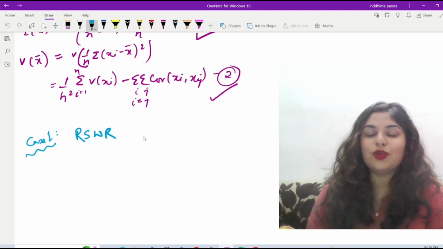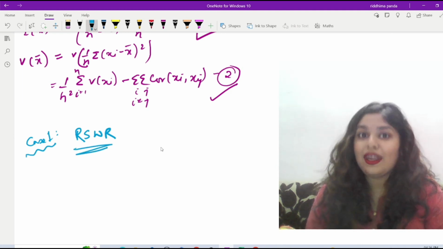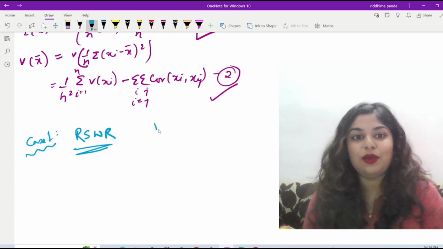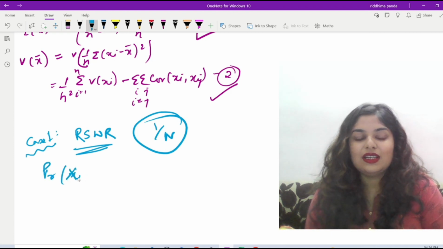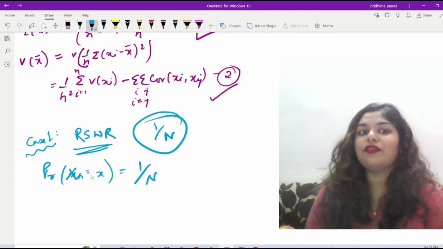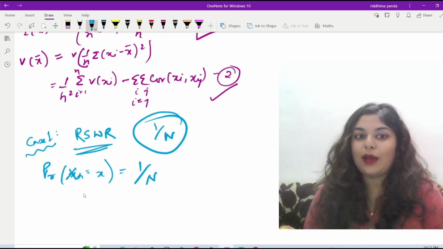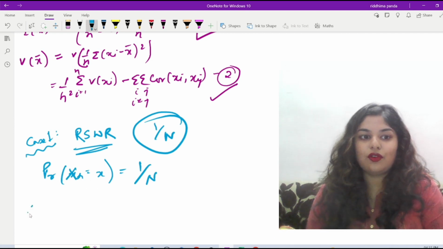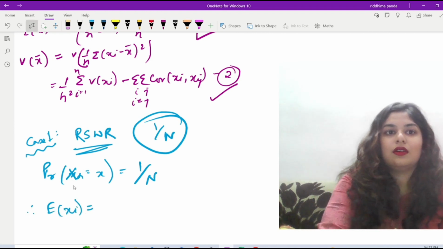That means if we continue it, the probability of drawing a ball from a population of N each time with replacement will be 1 by N. So from here, the probability of X equal to xr is 1 by N. That means for every value of r, when I'm drawing it from the urn, the probability is going to be 1 by N. Therefore, our E of xi is equal to how much? Let's go here.